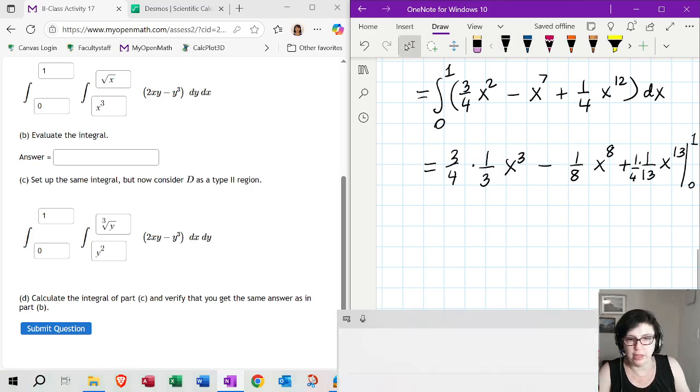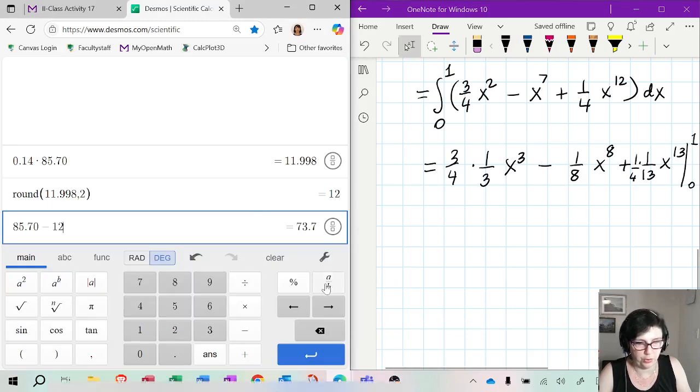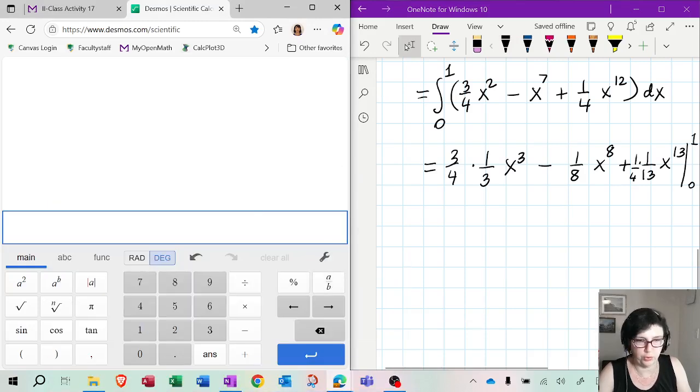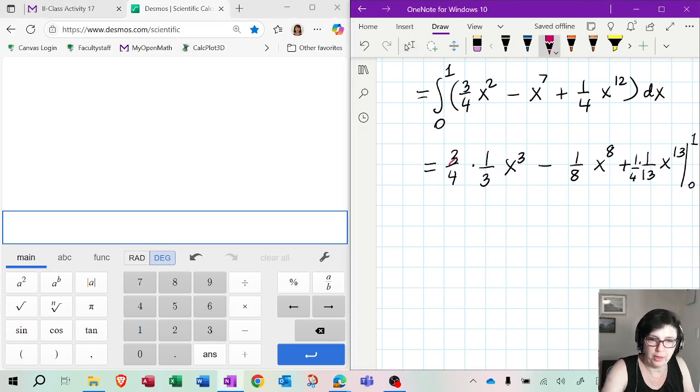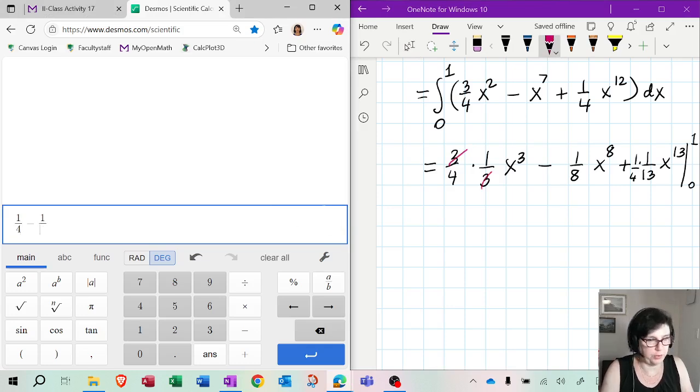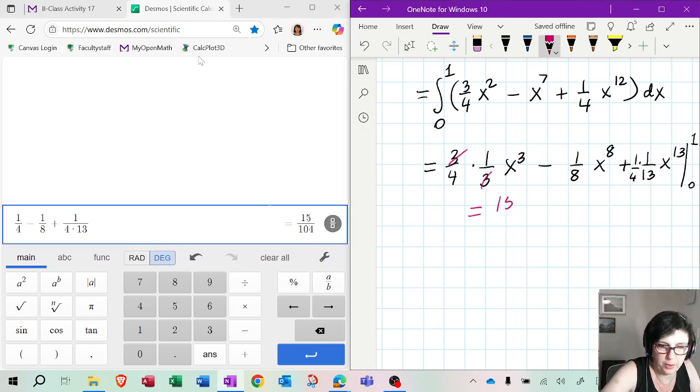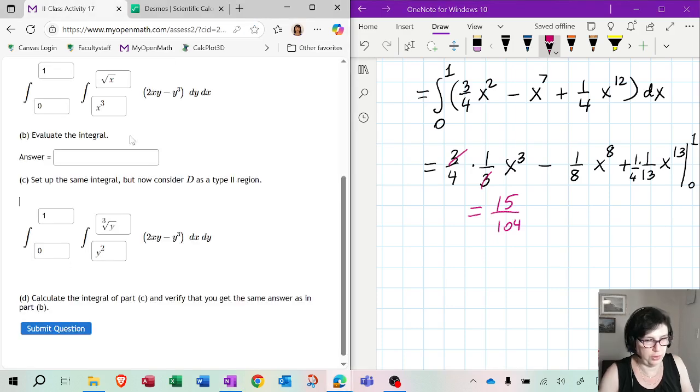The good news is that it's easy to substitute 0, because that's just going to be 0. So let's go ahead and evaluate all of this stuff. The 3 is going to cancel, and so we're just going to get 1/4 minus 1/8 plus 1/4 times 13. Okay, so it's going to be some ugly fraction. So I've got 15 divided by 104. Okay, so let's see if that is correct.